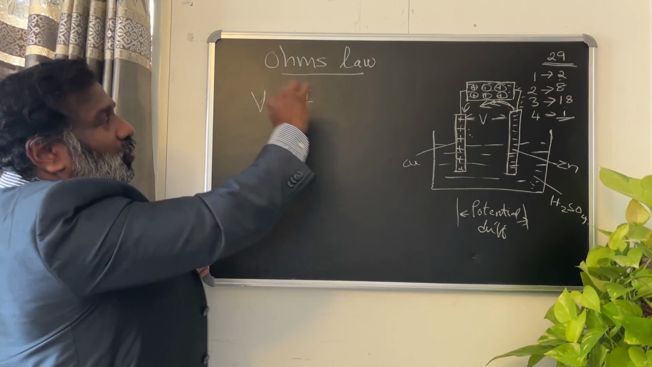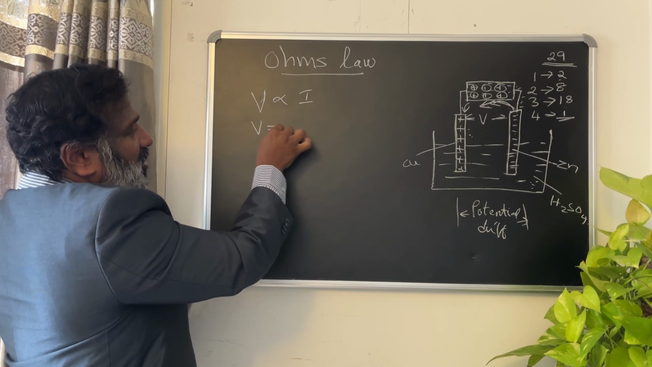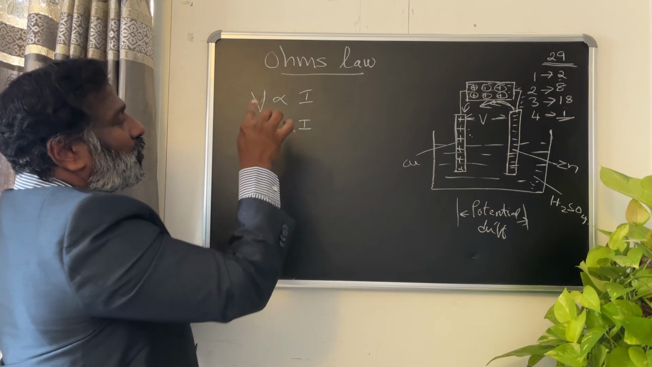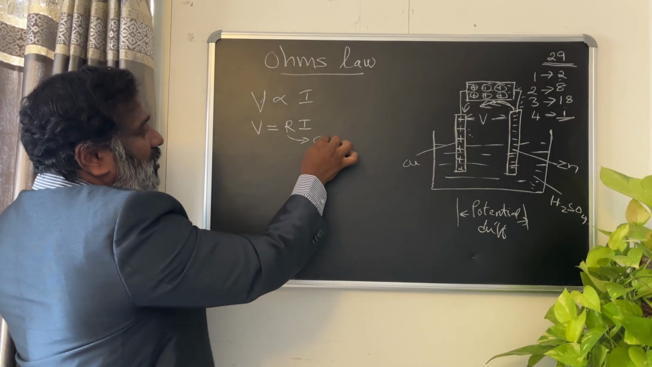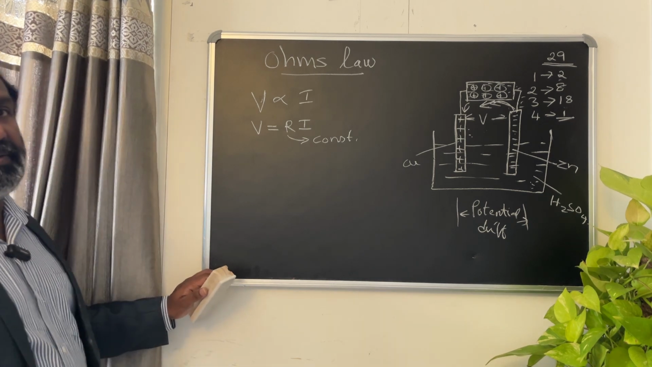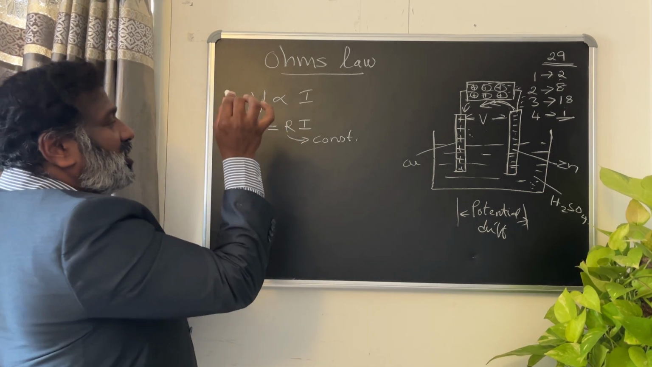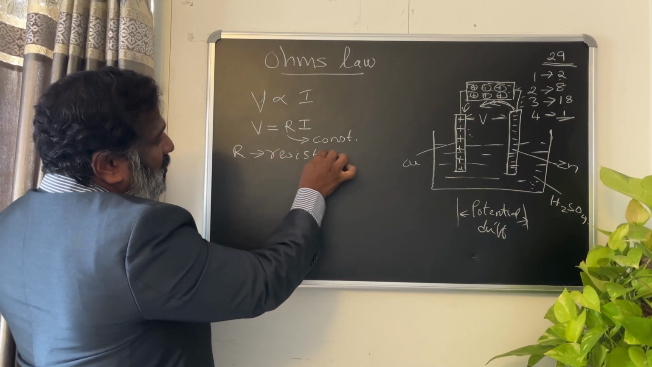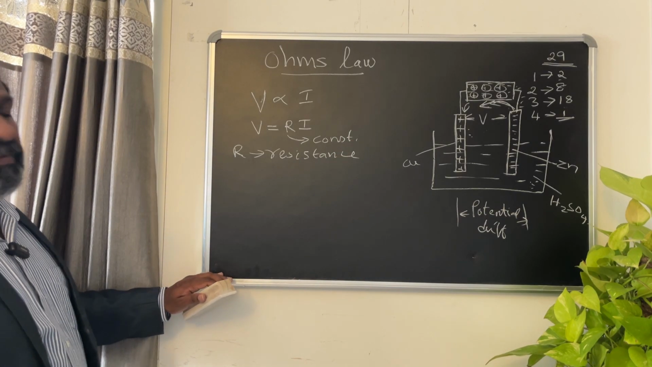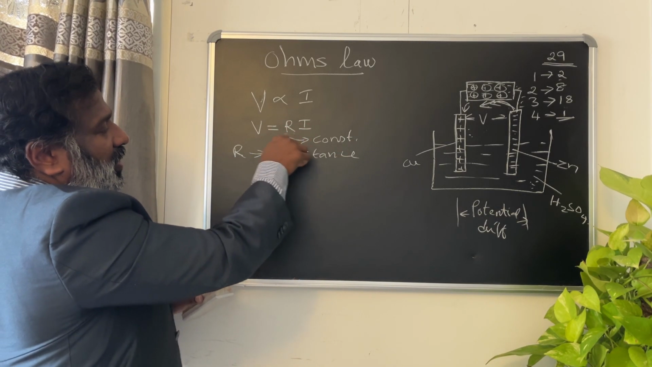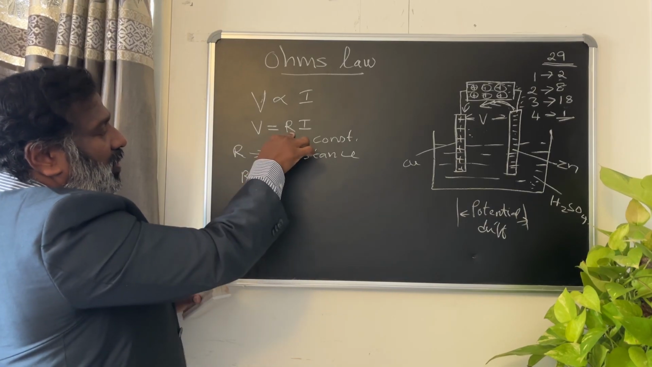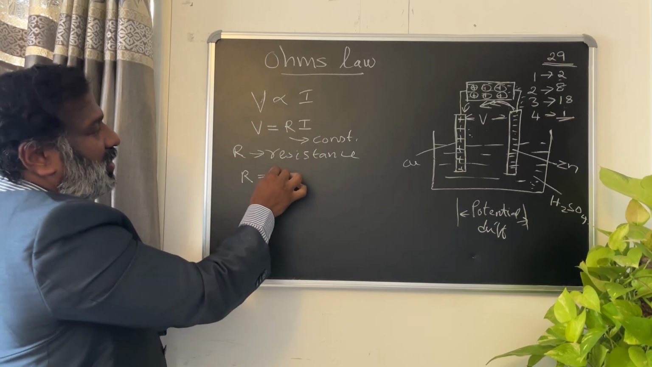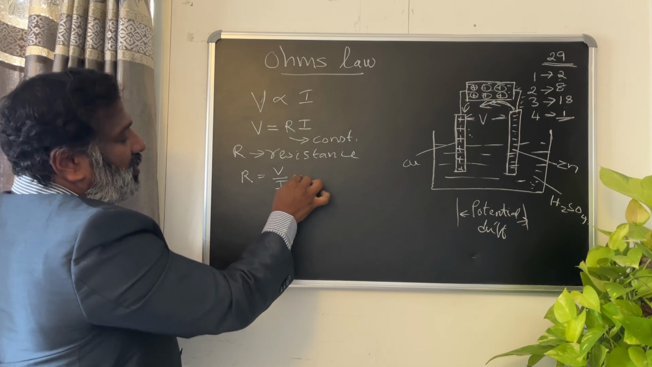If you want to make it an equation, we have to add a proportionality constant. So I am adding R as the proportionality constant. V equal to R into I. And this R is the constant which I have added to make it an equation. This proportionality constant R is called resistance. From this equation, if you want the equation for resistance R, take this I to the other side. When it goes to the other side, it comes to the denominator. So R equals V by I. This is constant.